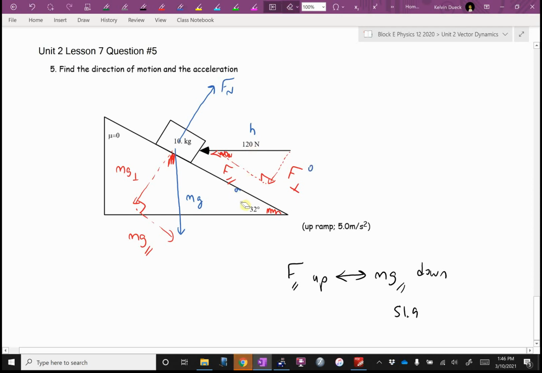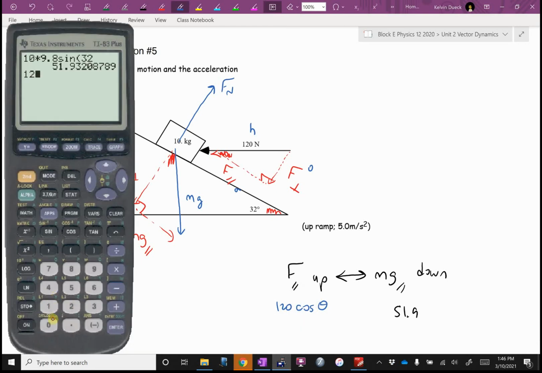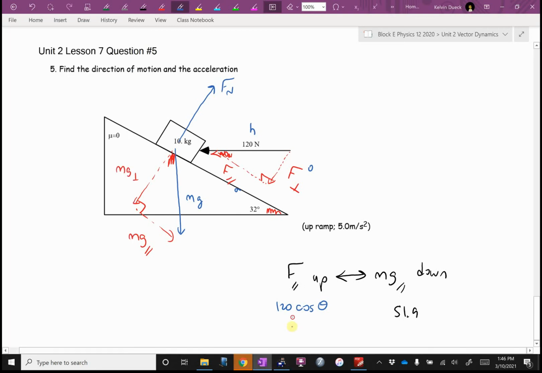Up the ramp, although this is parallel, if I look at my trig functions, F parallel here is A and H. It's cosine. This is going to be 120 cos theta. And if I go 120 cos 32, I get 101.8. So who's winning? Up the ramp. That's where the direction came from.